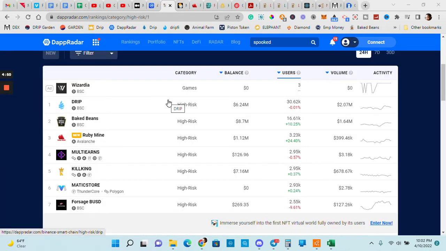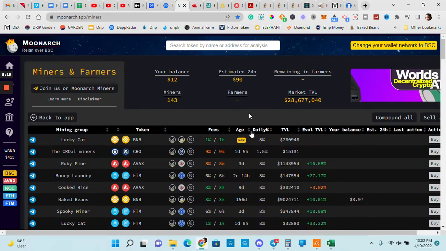Alright, well, Monarch is taking an extremely long time to load, so we'll come over here to DApp Radar. On DApp Radar, you can see it's number 3 over here. Of course, this is in a high risk category. Make sure you do not invest more than you can afford to lose. This is a gamble play. Okay. Number of users has increased over the 24-hour period, up by 24.40%. The volume has increased as well. It's number 3.